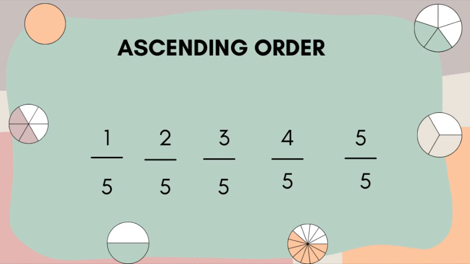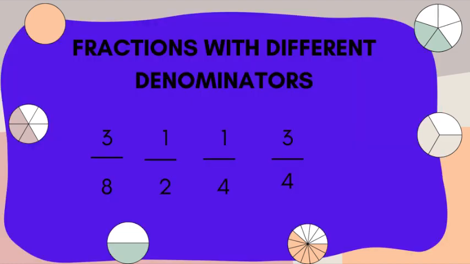Let's take a look at another example with different denominators. For this example, we have 3 over 8, a half, a quarter, and 3/4. Let's start with finding a common denominator for all the fractions. So we will find the LCM. We will rename the fractions with 8 at the bottom.